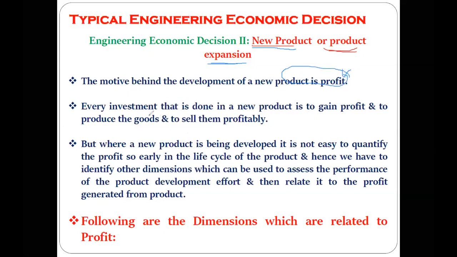And so they do the investment to produce the new product, to gain the maximum amount of profit and to produce the maximum number of goods or items. Their effort is about how they can get more profit by selling that newly generated product. That is the second engineering economic decision, related to launching the new product.